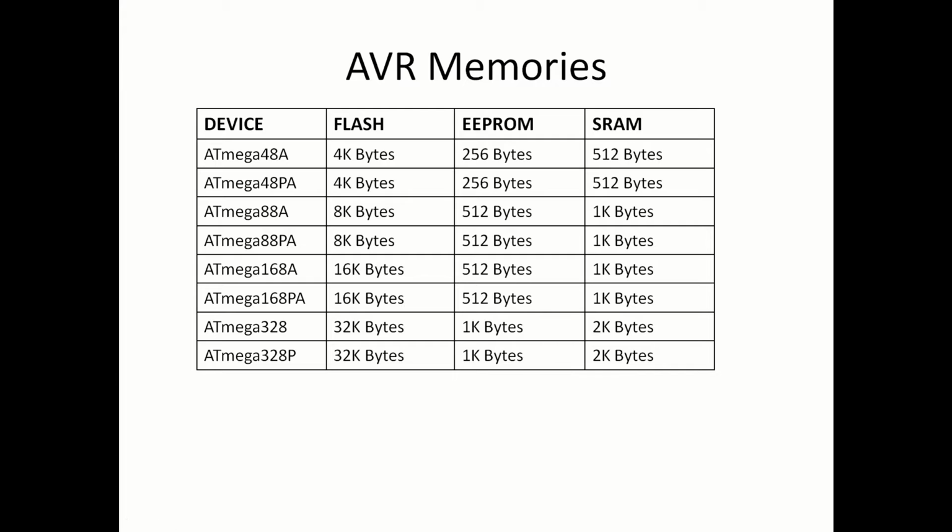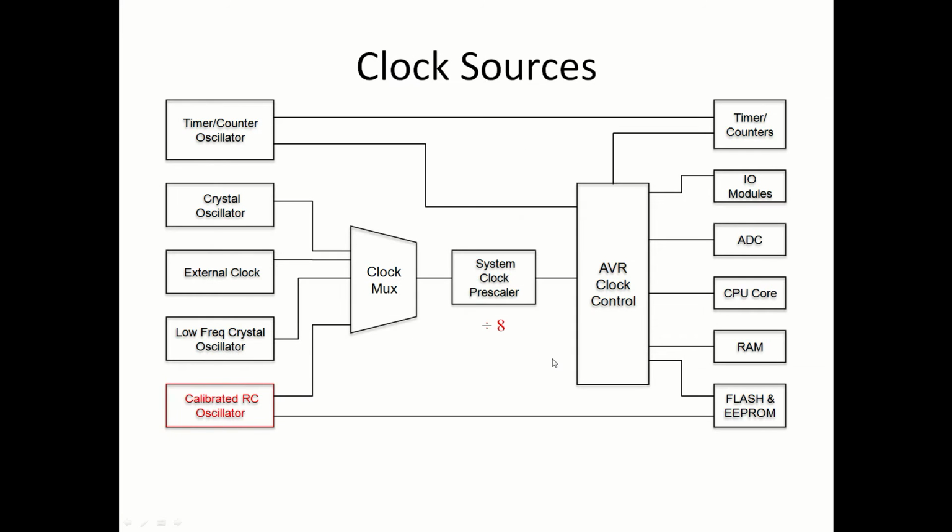The microcontrollers can also be classified based on the available memory of flash, EEPROM and static RAM. For example, Atmel 48 has 4K flash, 256 bytes of EEPROM, and 512 bytes of static RAM. But Atmel 328 has 32 kilobytes of flash, 1 kilobyte of EEPROM and 2 kilobytes of static RAM.